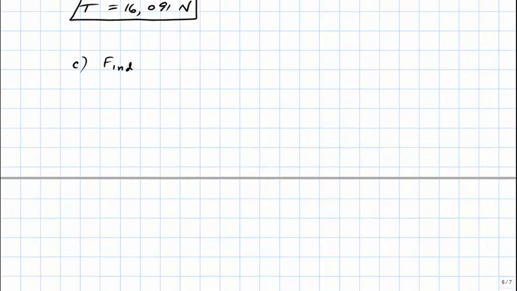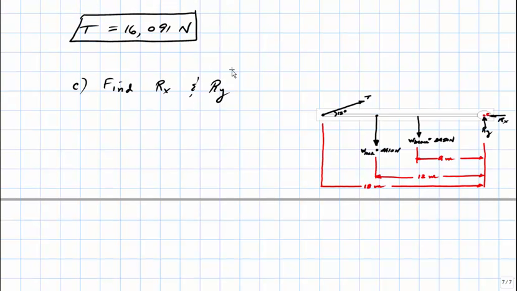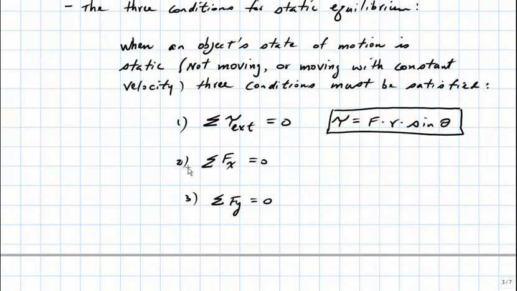So we need to find R sub X and R sub Y. And let's introduce our free body diagram once again for convenience. In order to determine R sub X, the second condition will be applied. The second condition of static equilibrium states that if we add the forces in the X direction, that summation must equal 0.